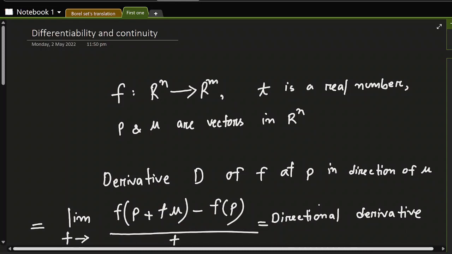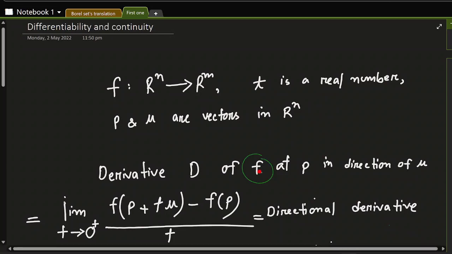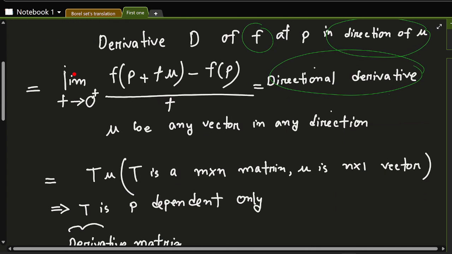I'm going to define the derivative in a way that we are all familiar with. We define the derivative of any function f at a point p in any direction of the vector u, which is more commonly known as directional derivative, to be a limit taken with respect to a variable t.